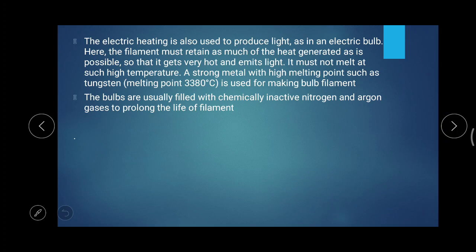Otherwise there are chances, because a higher temperature is generated, that some other chemical reactions can take place inside the bulb. So to prevent that, we are using the inactive gases. Okay.